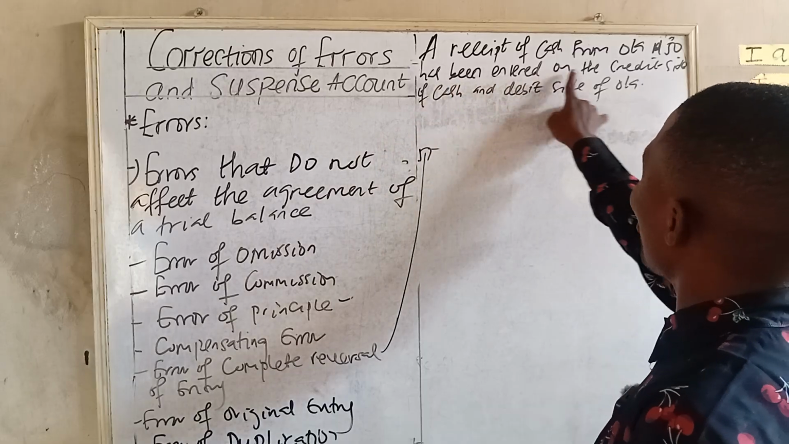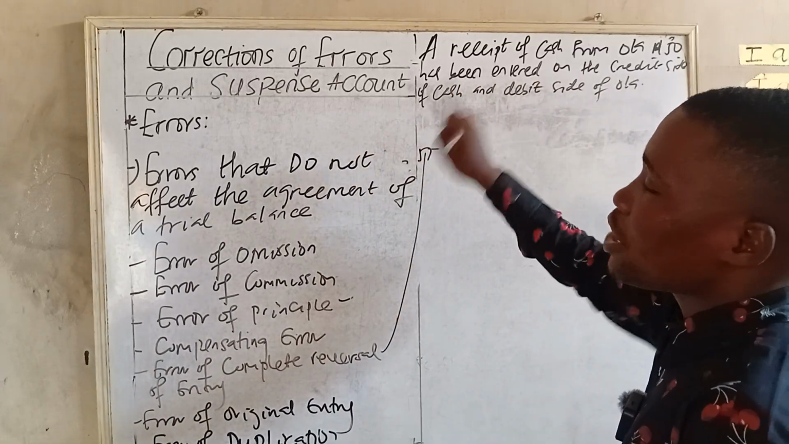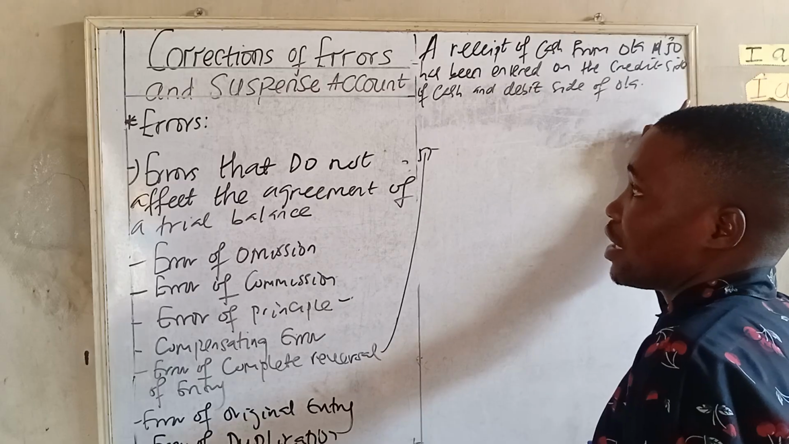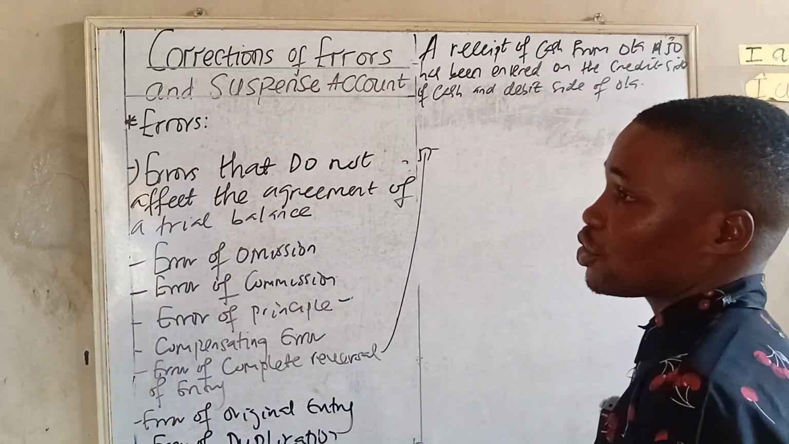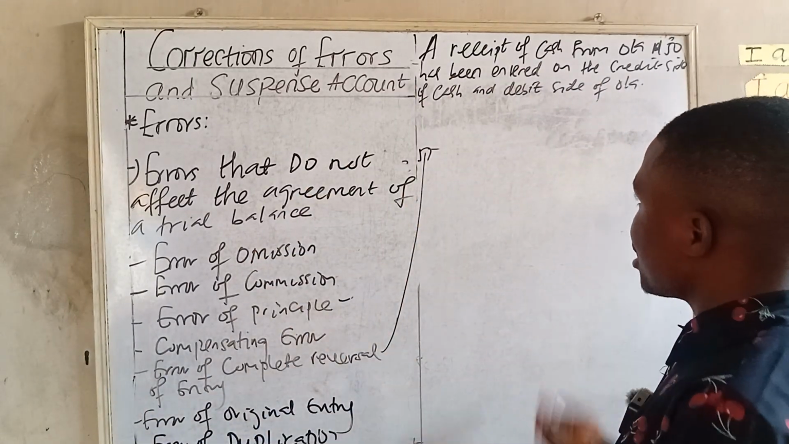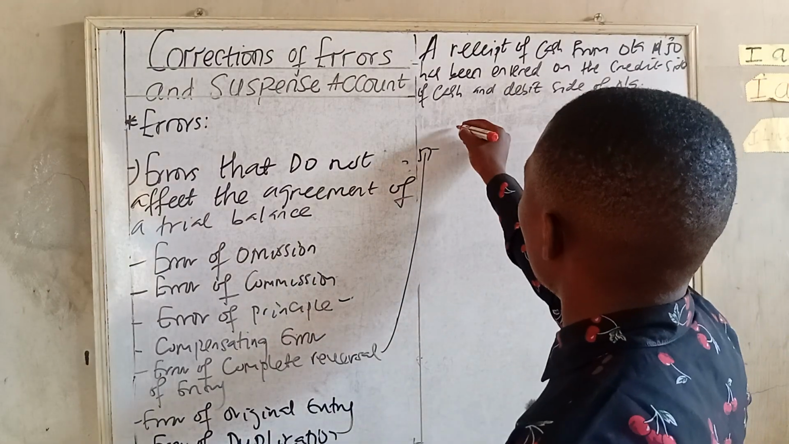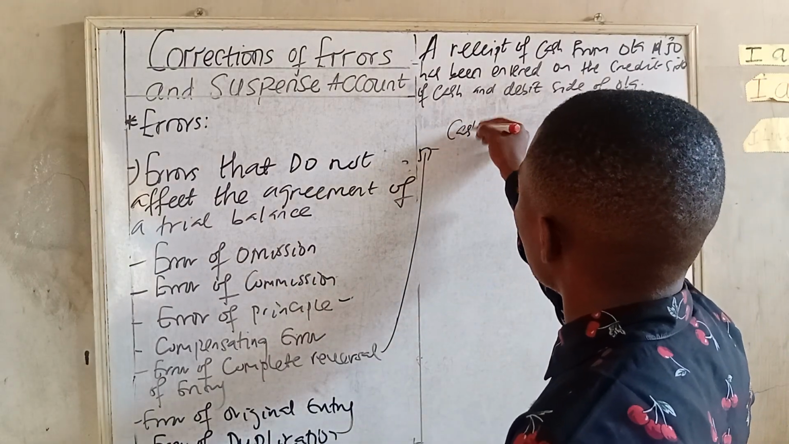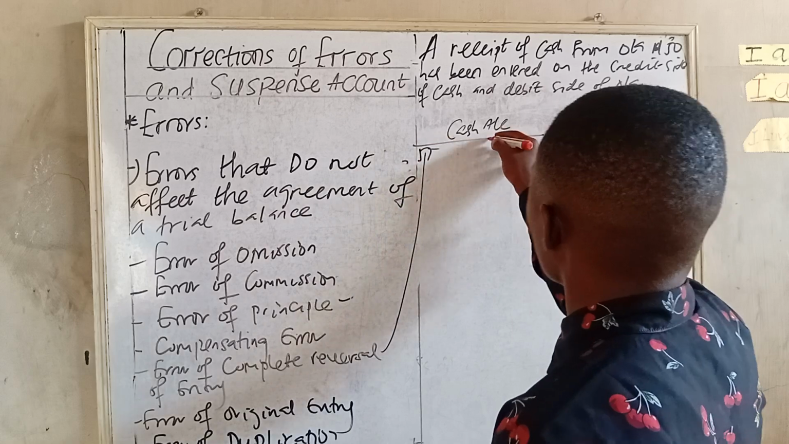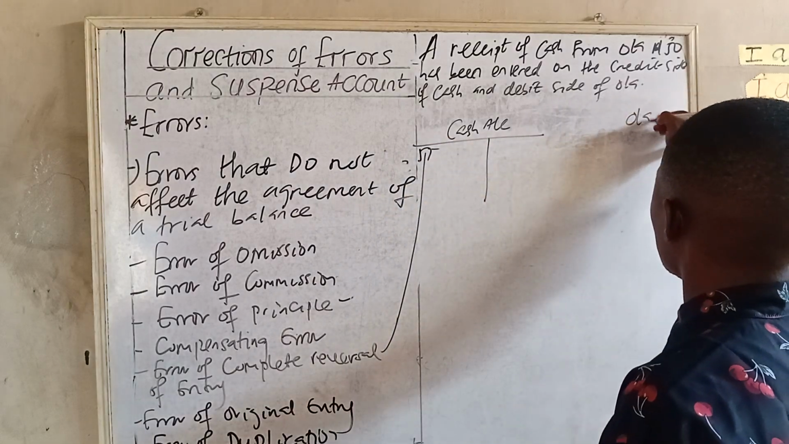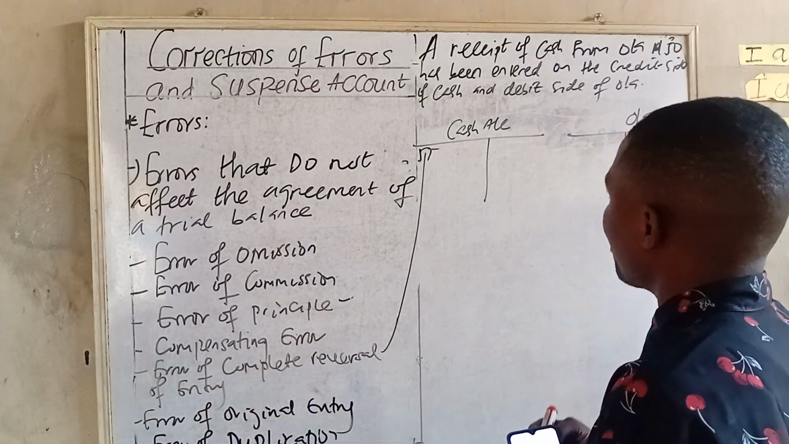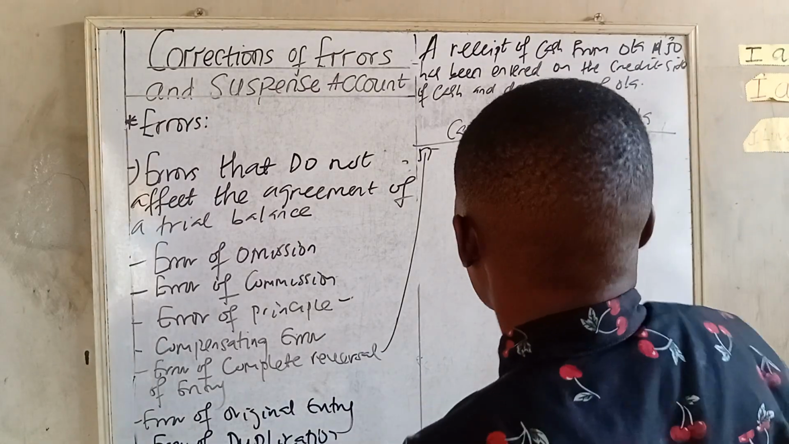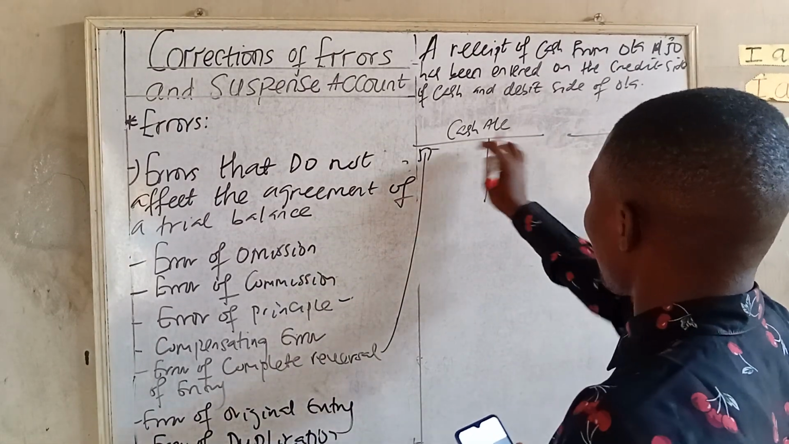Now, the entry has been entered on the credit side of cash. So we went to credit cash and debit what? Ola's account. So we reverse the entry. Just simple, we just have to change it. So we have cash account and Ola's account. Very simple. Now, you know, here before, you're supposed to debit it.